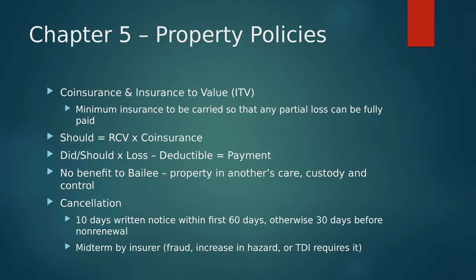Now, to determine how much insurance you should have had on there, you just multiply the replacement cost value times the coinsurance. It's just a multiplication. 80% times the $200,000 gets you the $160,000.